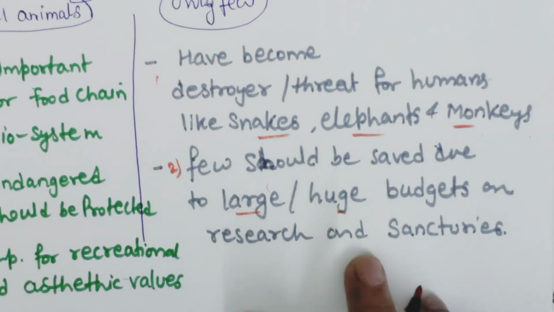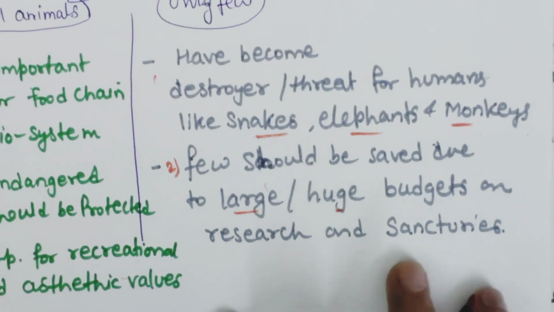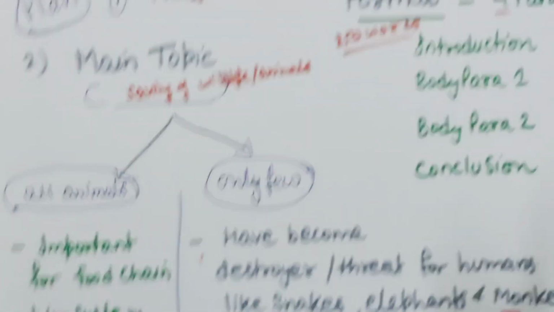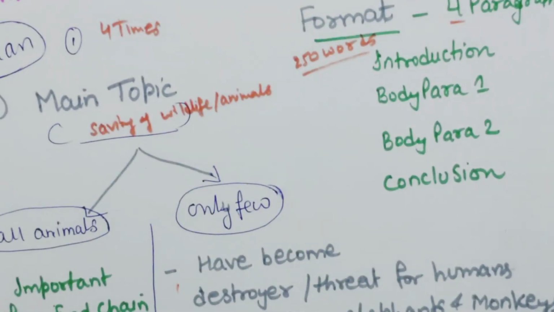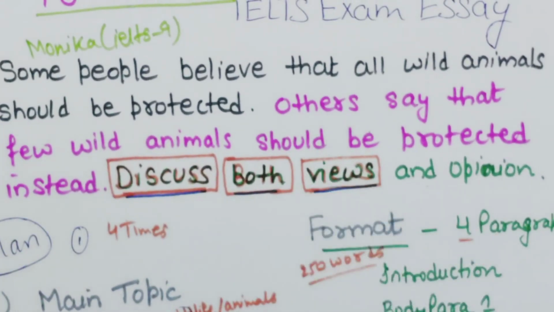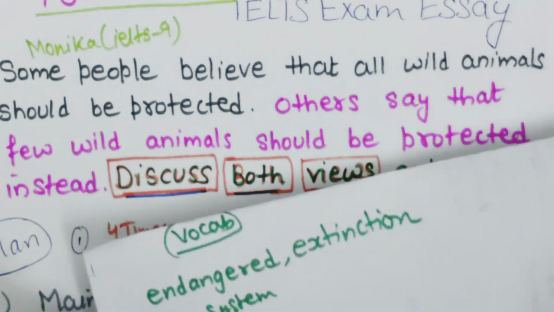That's why they are against saving each and every animal. Okay, now let's go to vocabulary. I will show you, so just see this topic here. The topic is relating to animals, protection of animals and all. So definitely we will use these words.